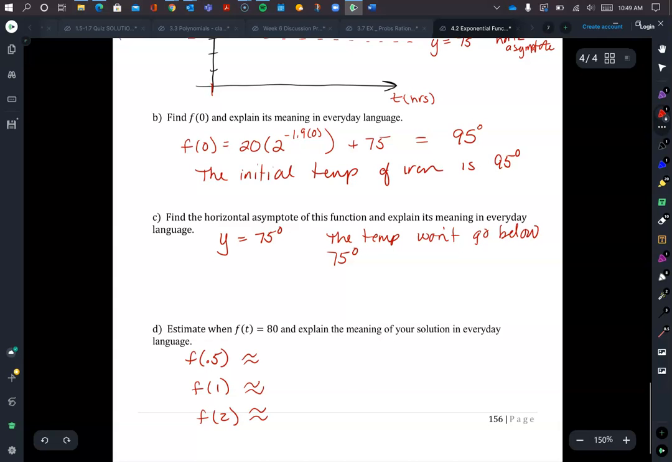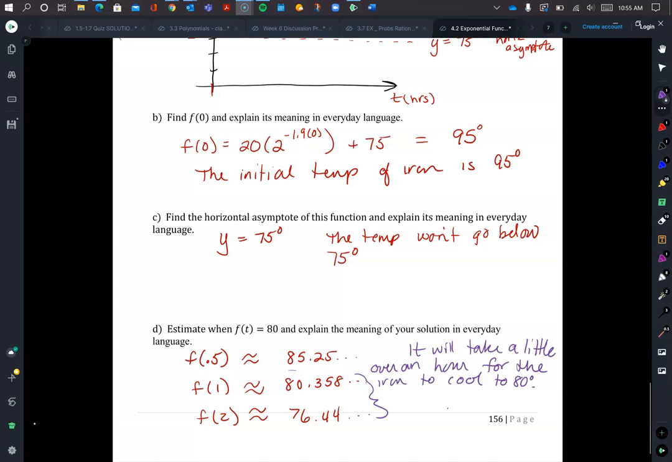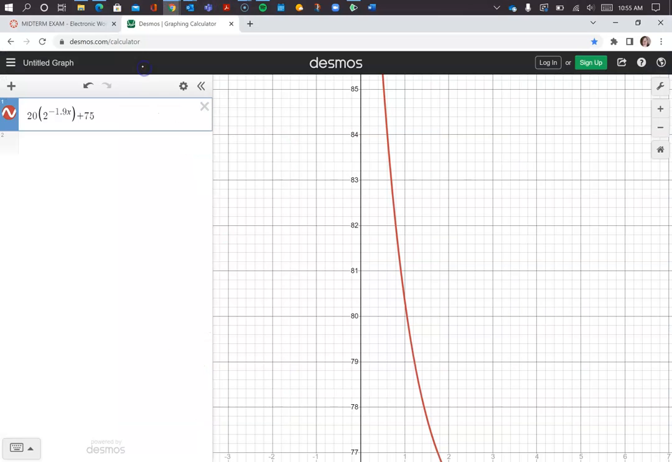So jot this down. Okay, so I just popped in numbers till I had something a little bit around 80. I would say it'll take a little over an hour for the iron to cool to 80 degrees. We can also look at our Desmos graph and check it out here and put our point around 80. I can't get it exactly, but it's a tiny bit over an hour.